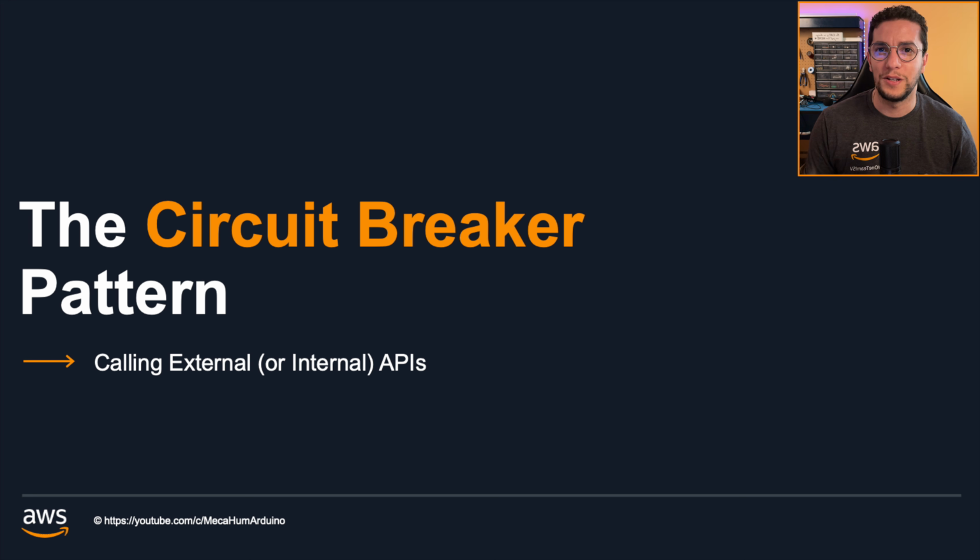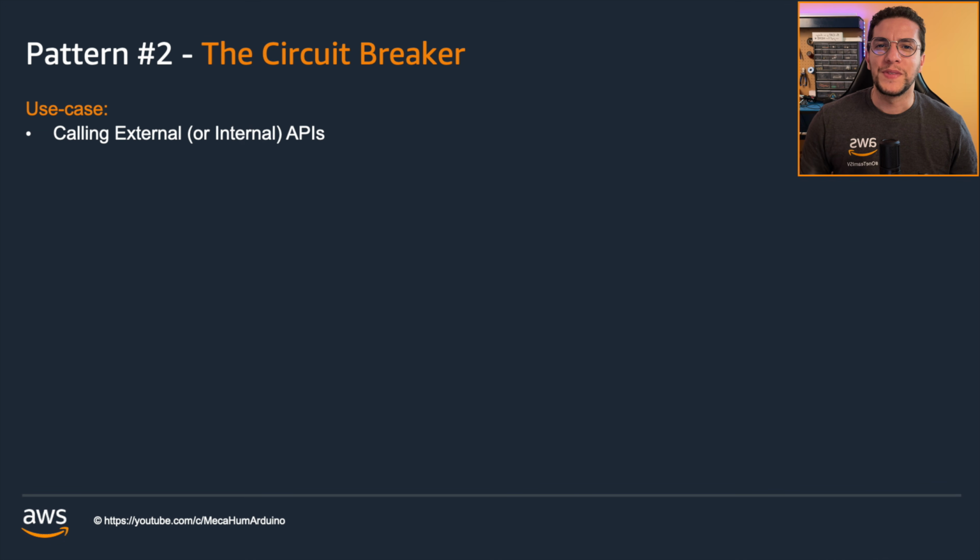Second one is the circuit breaker pattern, which is a pattern that you typically use for calling any external or any internal API for that matter. And I'll go through the diagram in the next slide. But say you have an application that requires payment processing, and you're using Stripe or PayPal as your payment processor. Now, these third-party solutions will most likely throttle or rate limit your calls, right? They won't just open the floodgates for you.